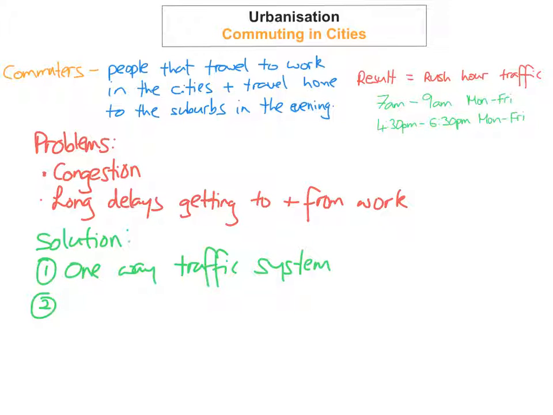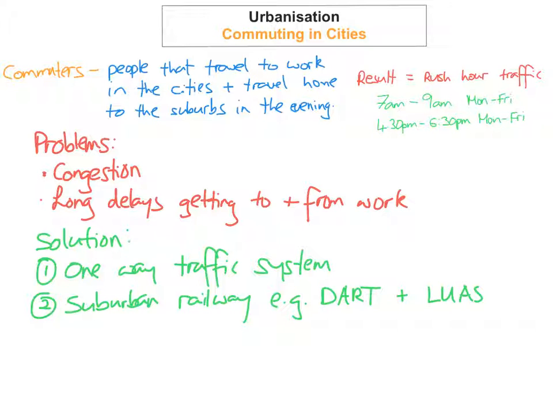Another thing they can do is have suburban railway lines. An example of this would be the development of the Dart. So they developed the Dart and upgraded the Dart, and the development of the Luas. The Luas was only a new infrastructure that was built in the last 15 years, and this is definitely one of the things to try and reduce the amount of congestion and traffic in Dublin.